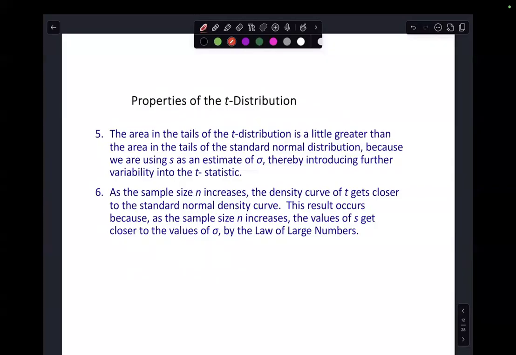So sample size really makes a difference with t-distributions, because larger sample sizes are going to have means and standard deviations that are closer to the actual population mean and standard deviation. It's that law of large numbers. We talked about that before. All right.